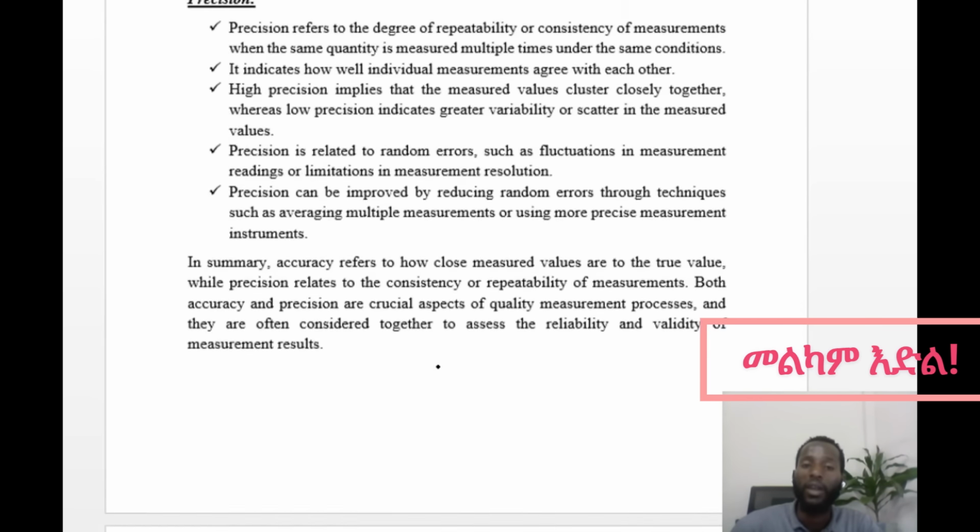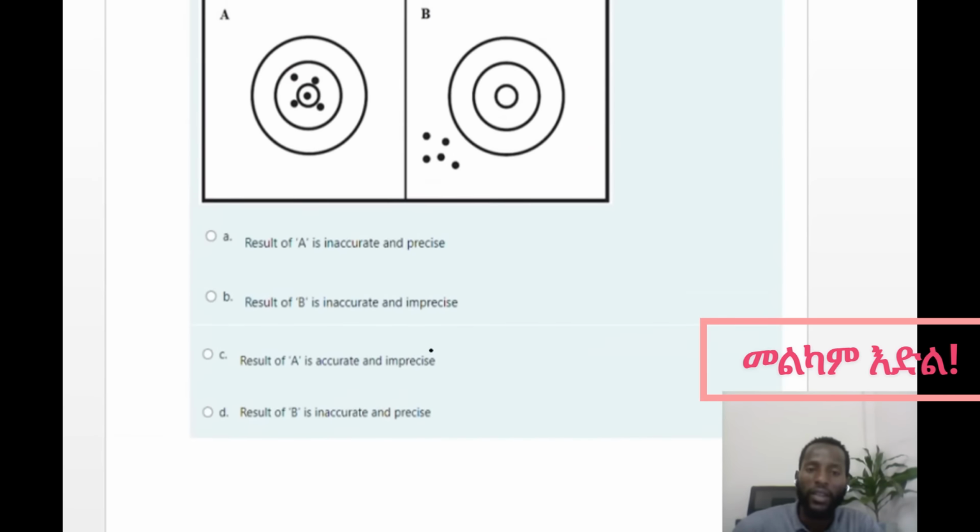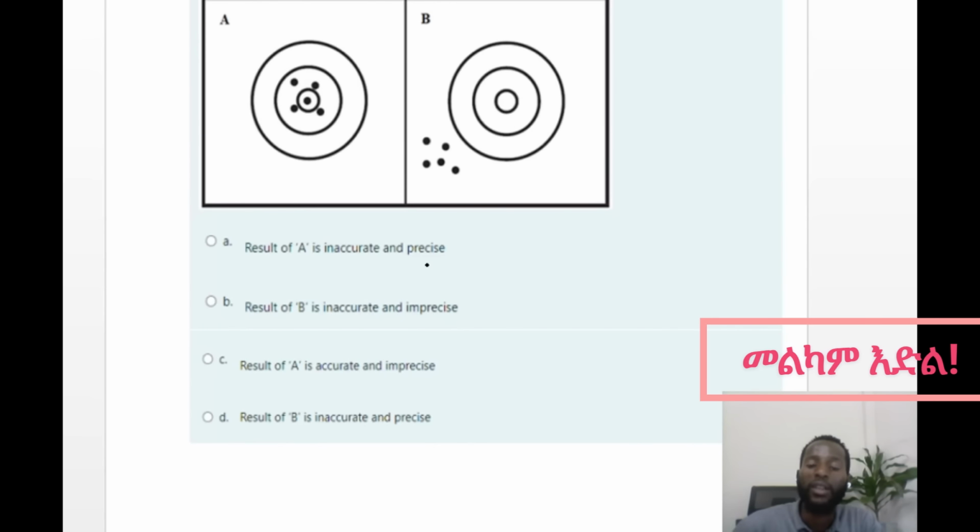So when we come to the question, result A is inaccurate and precise. This is wrong because result A is accurate. Result B is inaccurate and imprecise. This is right because result B is inaccurate as well as imprecise.